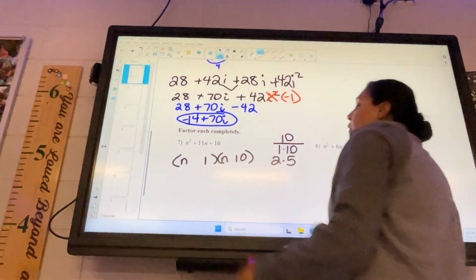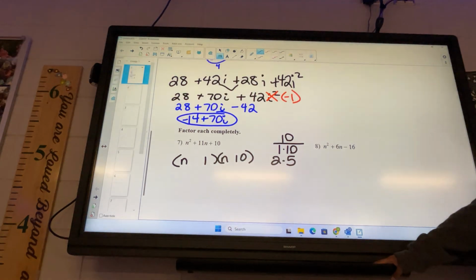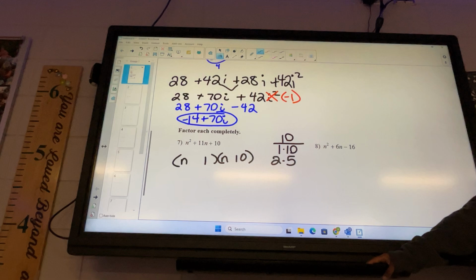So 110. Where should you normally pick from, the top or the bottom of the list? The bottom, okay? Now, is that always true? No, but more times than not, you should be picking from the bottom. Okay, and then I need a positive 11. How can I make that happen?